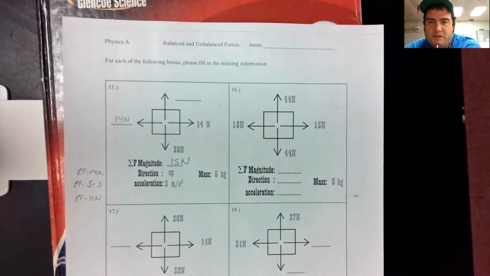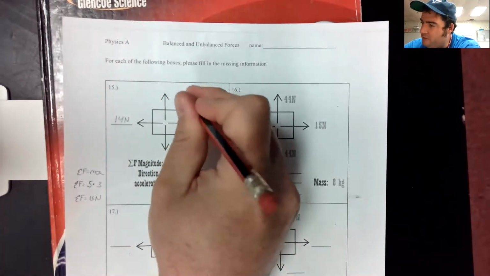So if there's a tug of war going on on that y-axis and up is winning by 15 newtons, up must be 15 newtons bigger than down. So that means this must be 45 newtons.